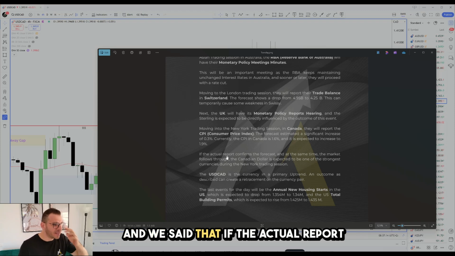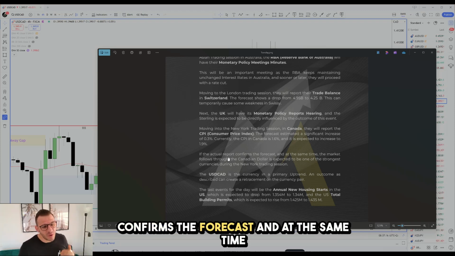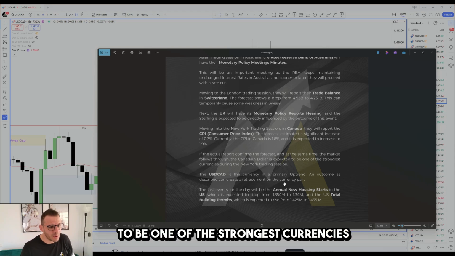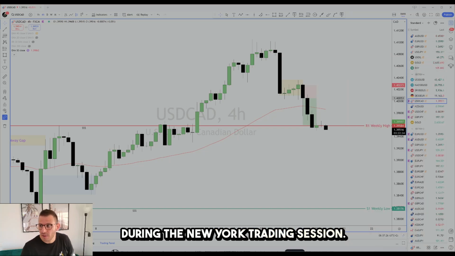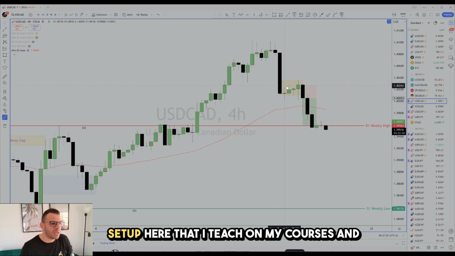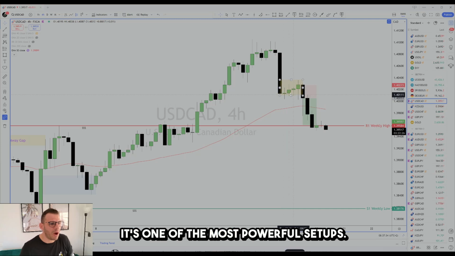And we said that if the actual report confirms the forecast and at the same time the market agrees with that, we expected to see the Canadian dollar to be one of the strongest currencies during the New York trading session. So on the 4-hour chart, we spot this setup here that I teach in my courses, and it's one of the most powerful setups.